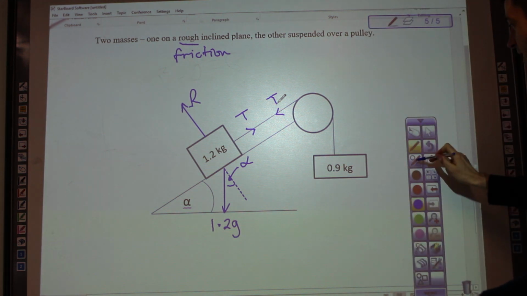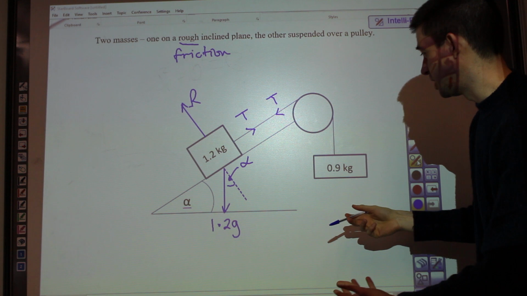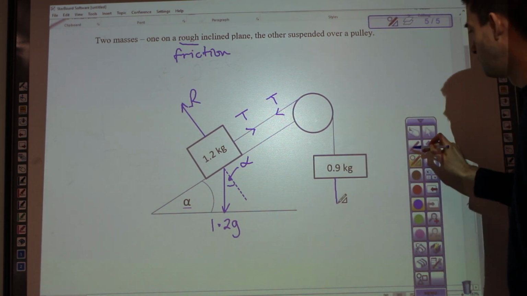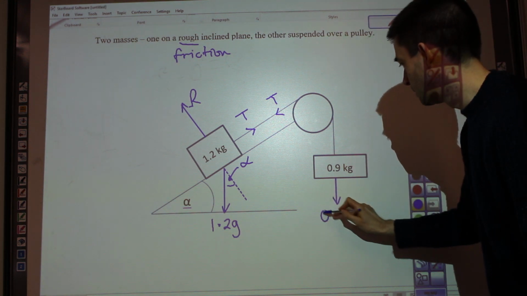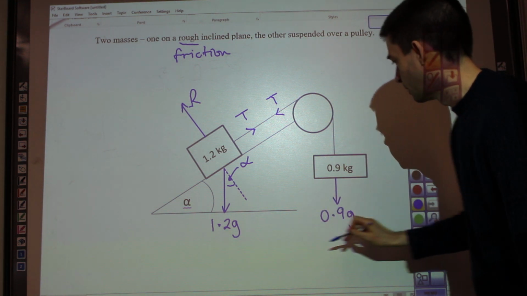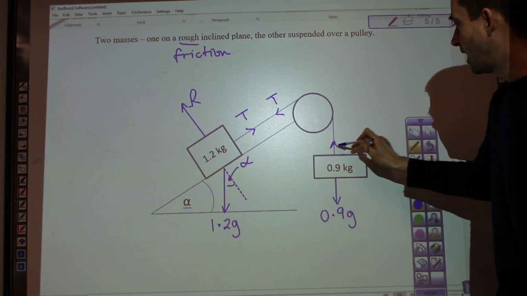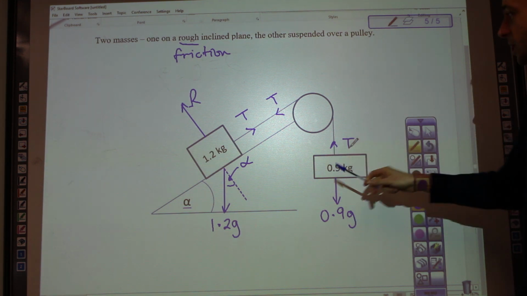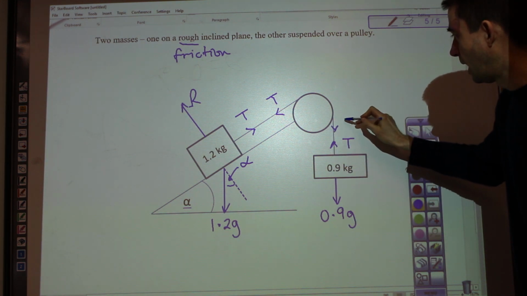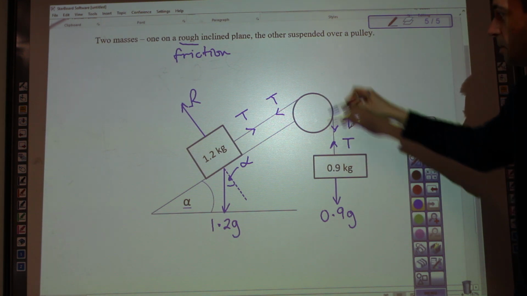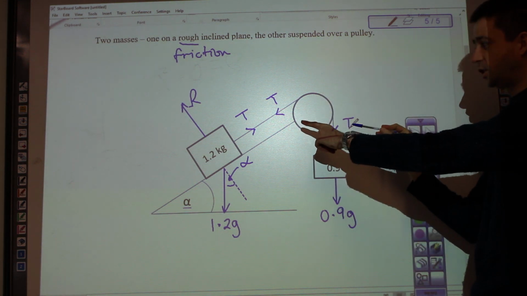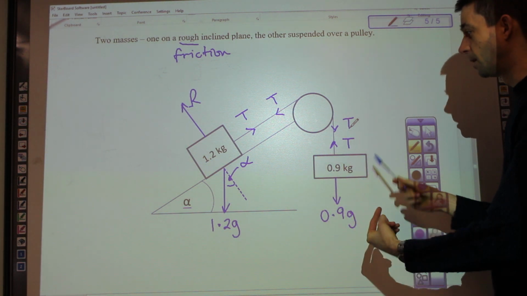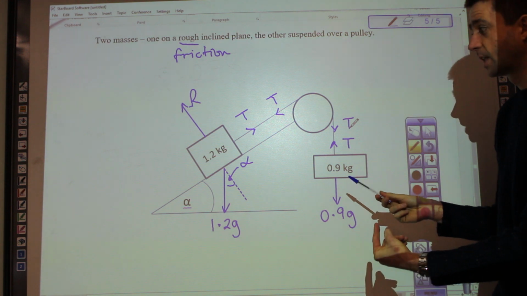Moving across over to this one then. This one's a little bit more straightforward because you don't have to consider angles because it's suspended vertically. So again, we have its weight acting down, which in this case will be 0.9 G. We have a tension force acting on the particle upwards, and another tension acting downwards on the pulley. Now all four of these tensions are the same magnitude, the same value, when we come to do our resolving later on.